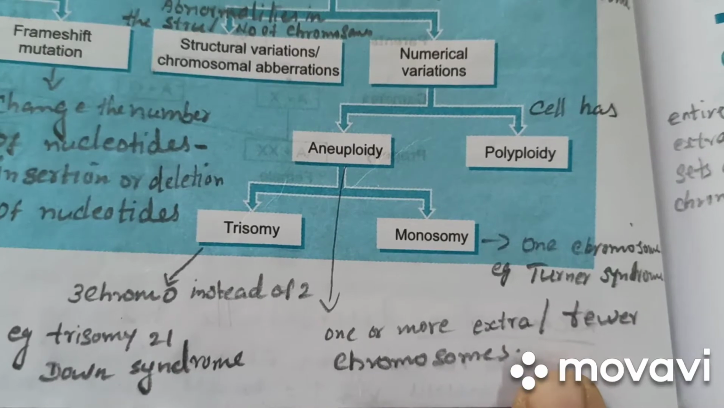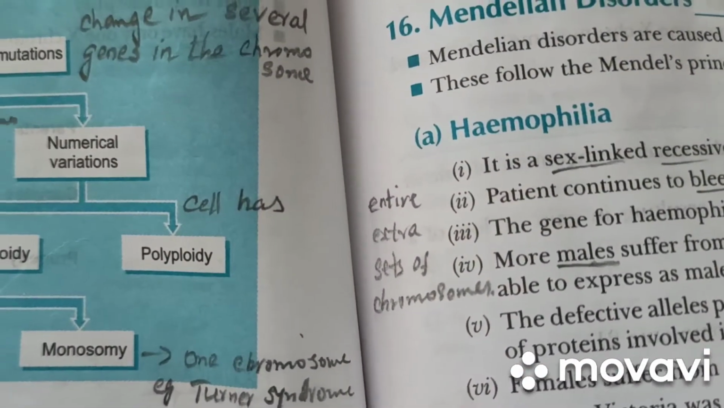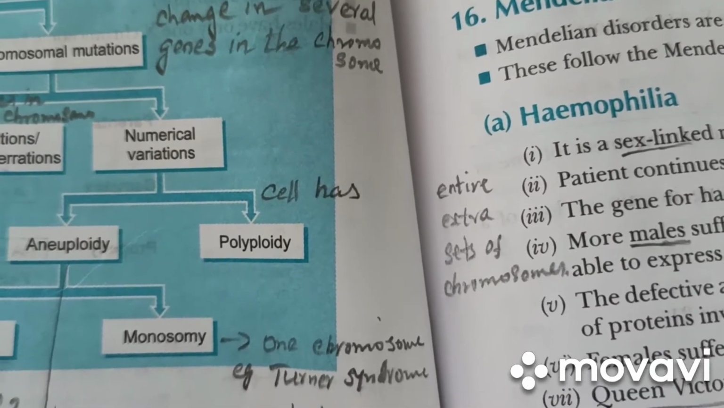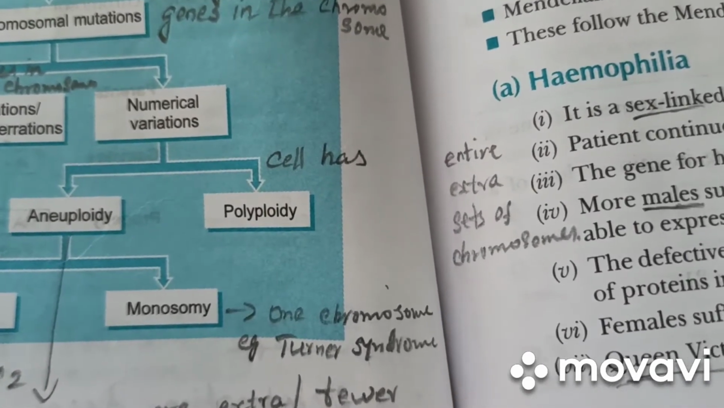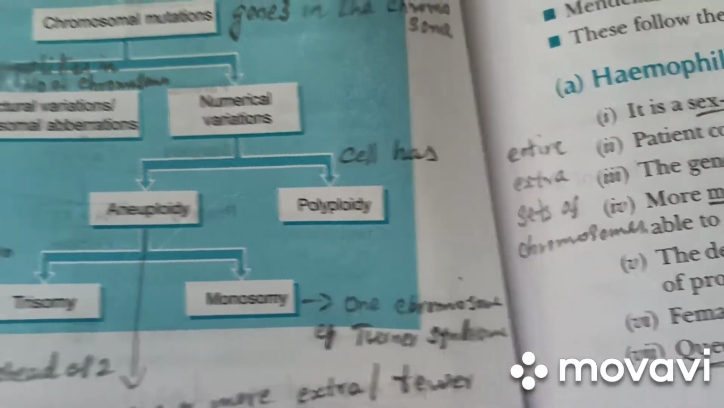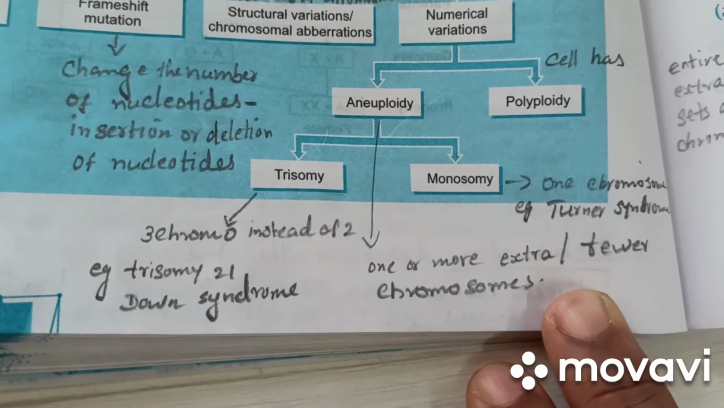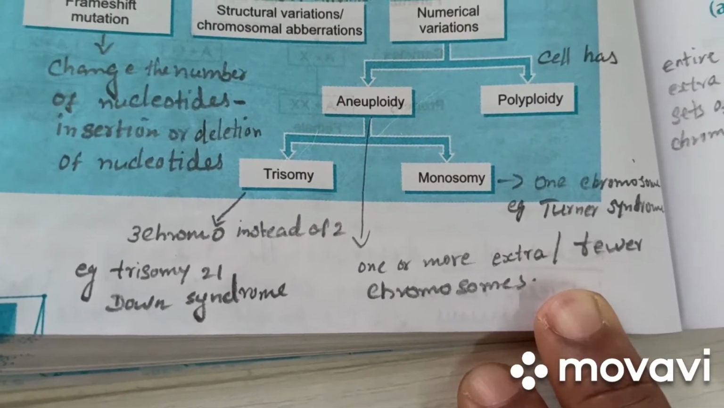One or more extra or fewer chromosomes, that is aneuploidy. Polyploidy: poly means many. Polyploidy means the cell has entire extra sets of chromosomes. More chromosomes, entire extra sets of chromosomes, is called polyploidy. Then this aneuploidy, I am going to divide into two: trisomy and monosomy.